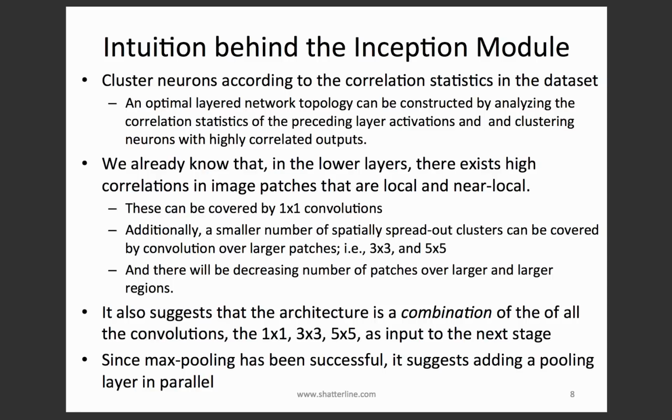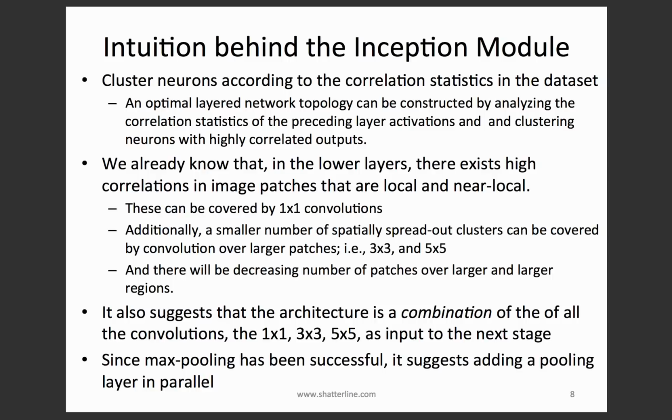The inspiration guiding the Inception module is earlier research work that theoretically proves that optimal neural nets can be built if we cluster neurons according to the correlation statistics in the dataset. These findings can be applied layer by layer, that is, we analyze the correlation statistics in the previous layer of activations and cluster neurons with highly correlated outputs for the next layer. These findings are immediately relevant to images where there already exists high correlation between local pixels in a neighborhood patch. So we can cover them by a small one-by-one convolution. Additionally, correlation between a smaller number of spatially spread out clusters can be covered by 3x3 and 5x5 convolutions.